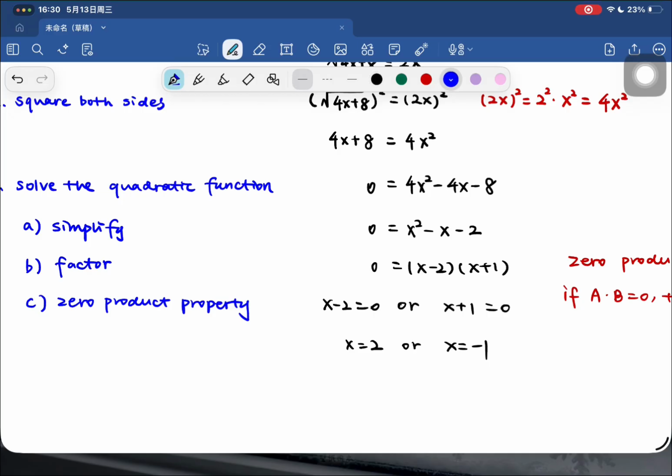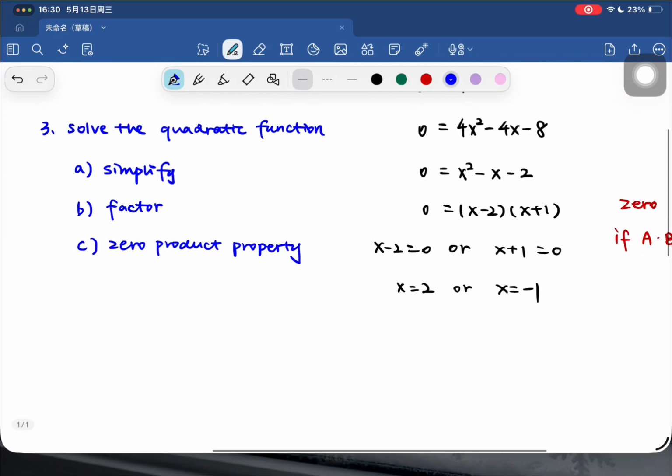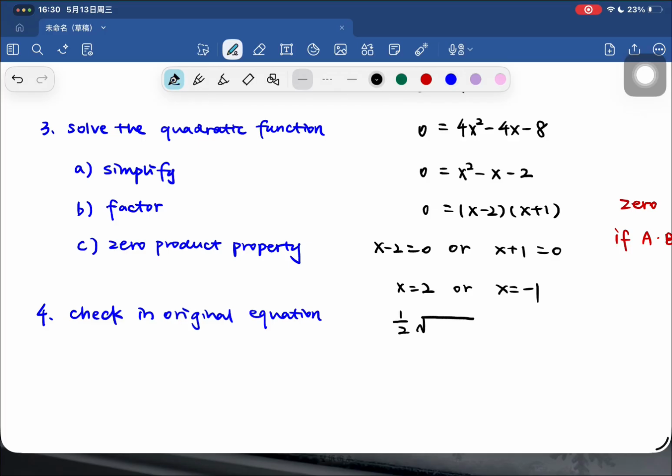But are we really done now? The answer is no, right? Because there is a hint in the problem that asks you to check your work. So what and why do we need to check? The reason is that we squared both sides at the beginning, and squaring can change the equation in a way that introduces extra answers. So whenever we solve a square root equation by squaring, we must check our possible answers in the original equation, not in the squared equation. And the original equation here is 1/2 times square root of 4x plus 8 equals x.